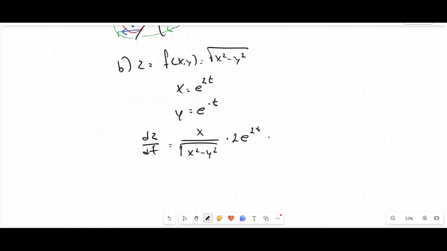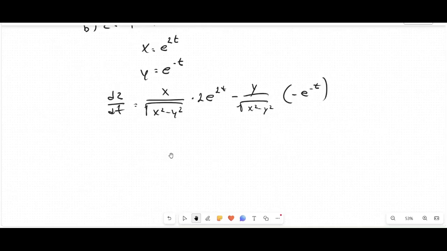I also need df dy. There's a negative sign that gets picked up from the inside of the chain rule there. Negative y over root x squared minus y squared. And then this gets multiplied by the derivative dy dt, negative e to the negative t. And again, I'm going to go ahead and put everything in terms of t, just for the sake of neatness.